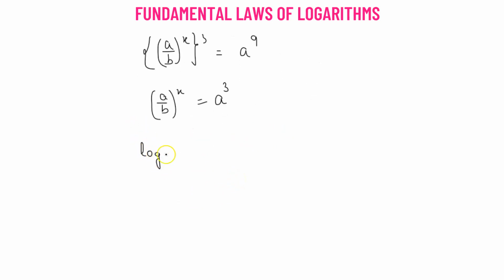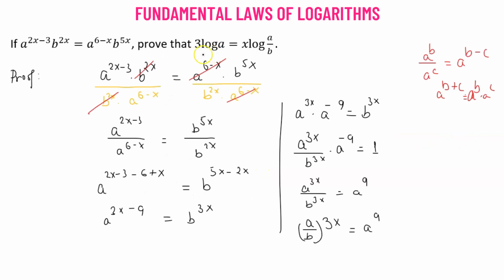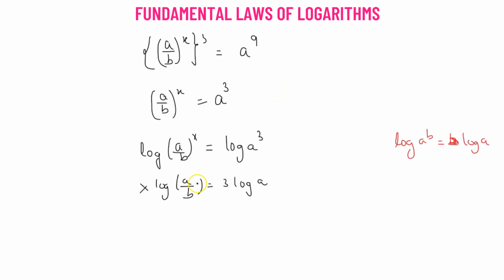So we have logarithm of a over b raised to the power of x, and that's equal to logarithm of a cubed. So we will use the property. That means if we have log of a raised to the power of b, that's equivalent to b times log of a. So we'll get x times log of a over b. So that's equal to 3 times log of a. And this is exactly what we are asked to prove. 3 times log of a is equal to x times log of a over b. So this is proved.